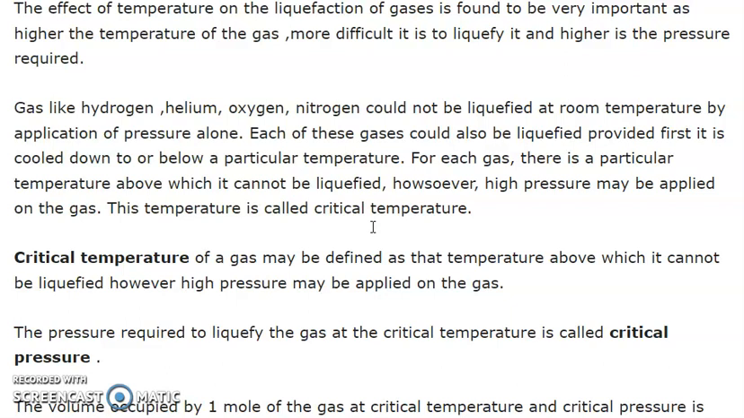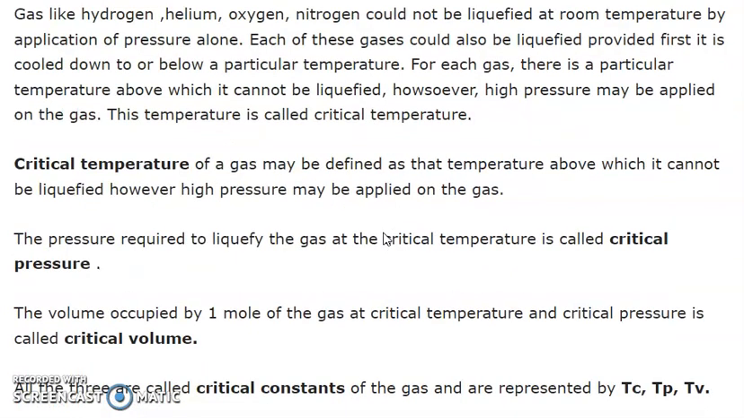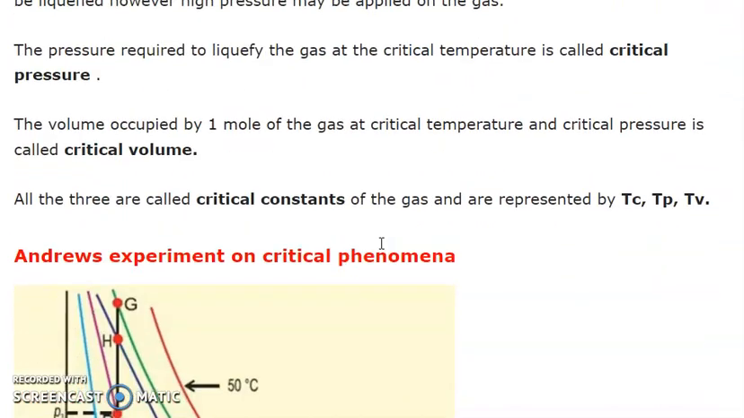The pressure required to liquefy the gas at the critical temperature is called critical pressure. The volume occupied by 1 mole of the gas at critical temperature and critical pressure is called critical volume. All the three are called critical constants of the gas and are represented by Tc, Pc and Vc.